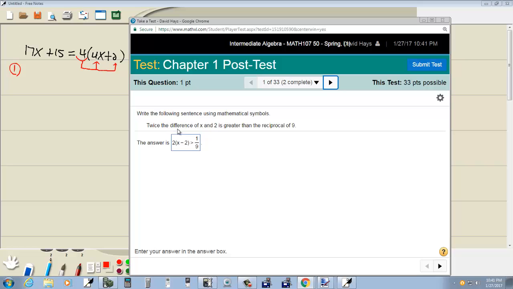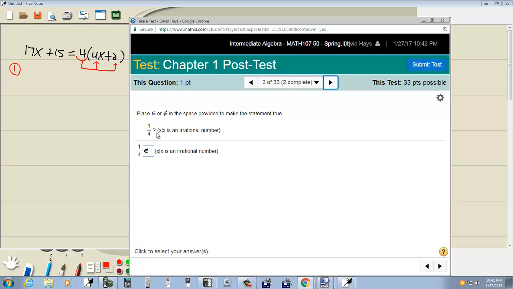Twice the difference of x and 2 is greater than the reciprocal of 9. Now, the fact that we have the difference of x and 2 implies that's x minus 2. So that's why I got the x minus 2. And then twice that is 2 times that, and I had to put parentheses around it, is greater than the reciprocal of 9. So I put 1/9.